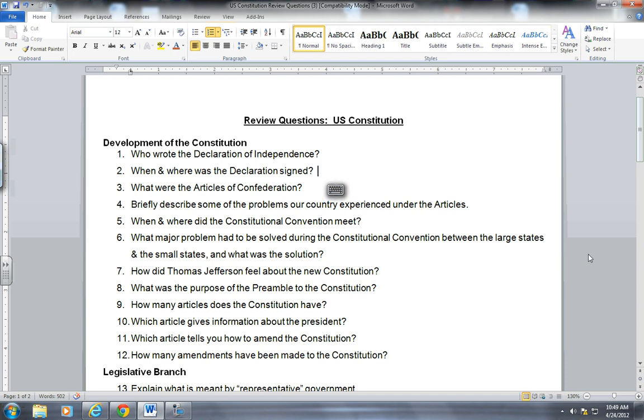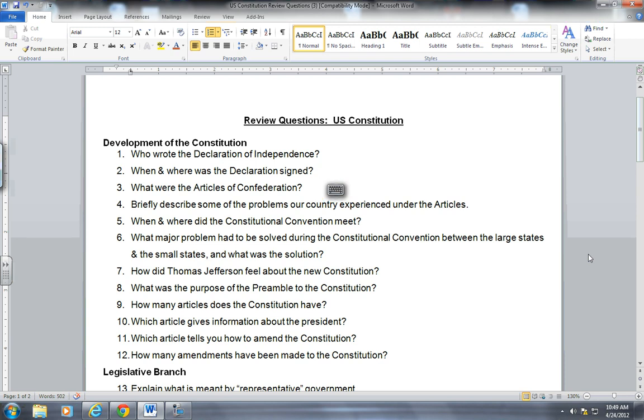7, Jefferson's main objection was a lack of a Bill of Rights. He felt that the Constitution needed a Bill of Rights in order to protect citizens' rights. 8, what was the purpose of the preamble? The purpose of the preamble is it's the introduction to the Constitution and lists the 6 main goals in establishing a new government. 9, there are 7 articles.